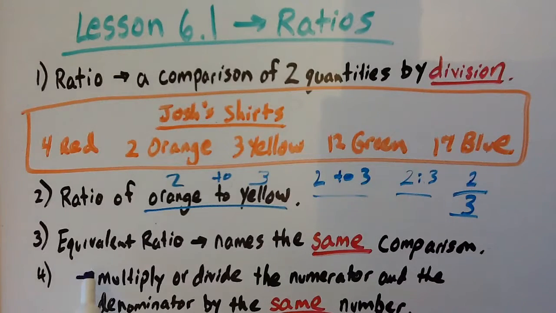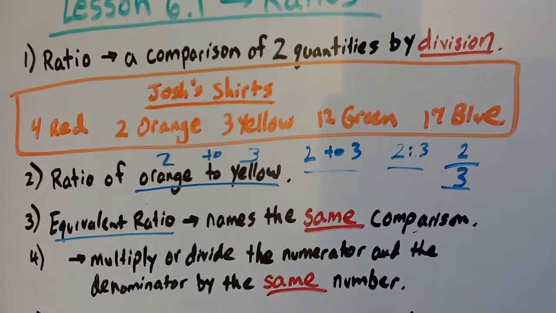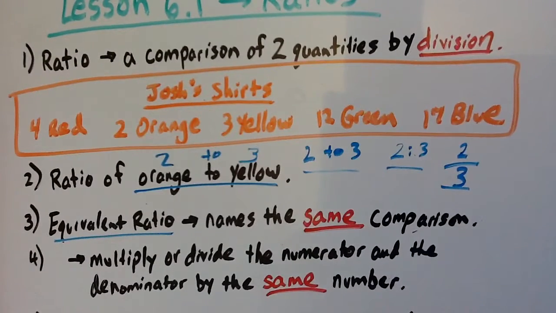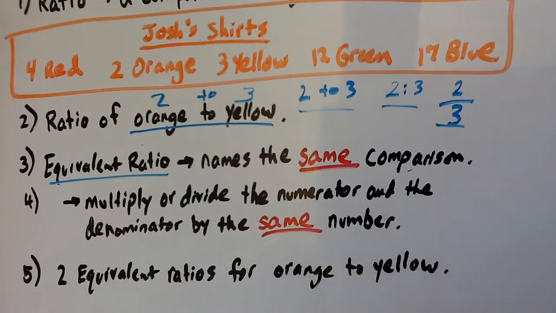Number 3, an equivalent ratio names the same comparison, and we get an equivalent fraction or an equivalent ratio by multiplying or dividing the numerator and the denominator by the same number. So we multiply the top and the bottom of the ratio by the same number to get an equivalent ratio. And number 5, we want 2 equivalent ratios for orange shirts to yellow shirts.